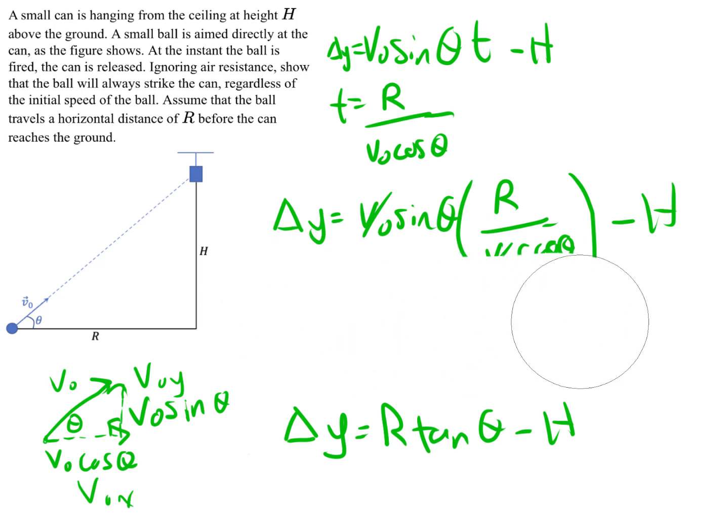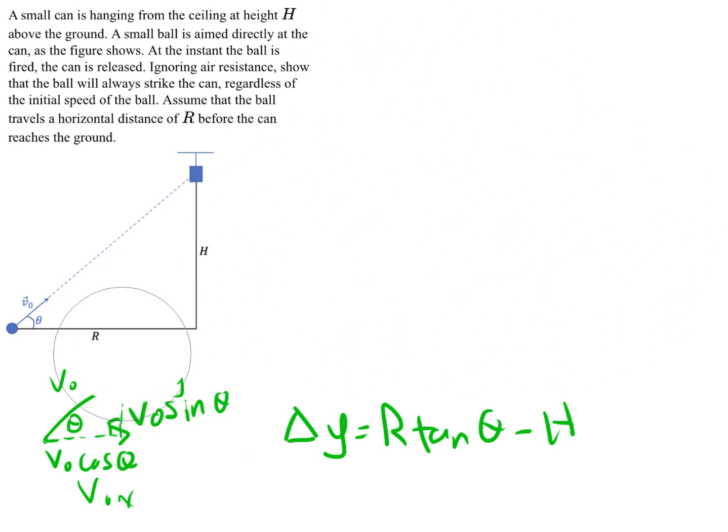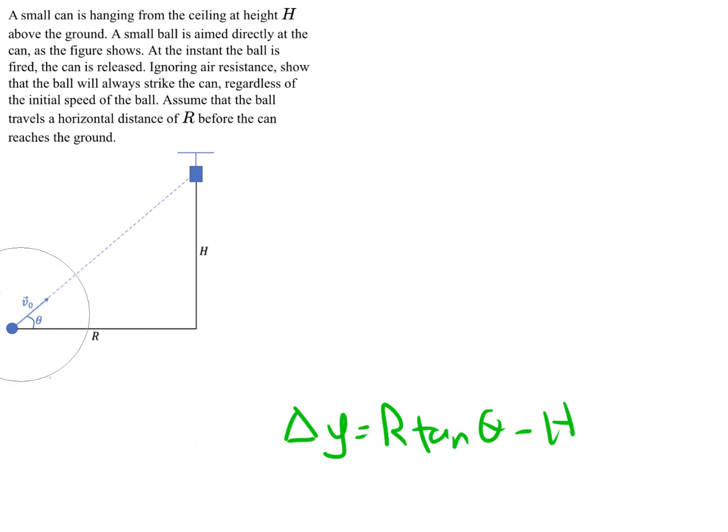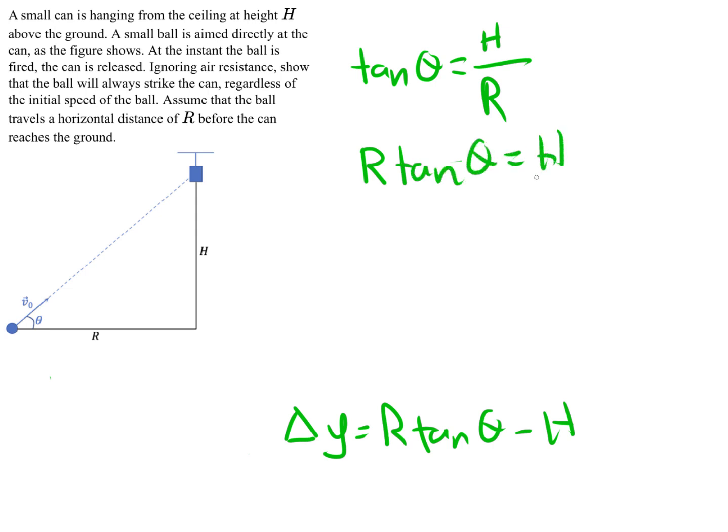And now, if we look back closely at the diagram, we'll see that the tangent of theta, this theta angle here, is simply the opposite divided by the adjacent, opposite over adjacent. So that is going to be the height divided by the distance r. So by manipulating this, we get that r tan theta is actually equal to the height. So meaning that this we can substitute as h minus h, which is simply 0.